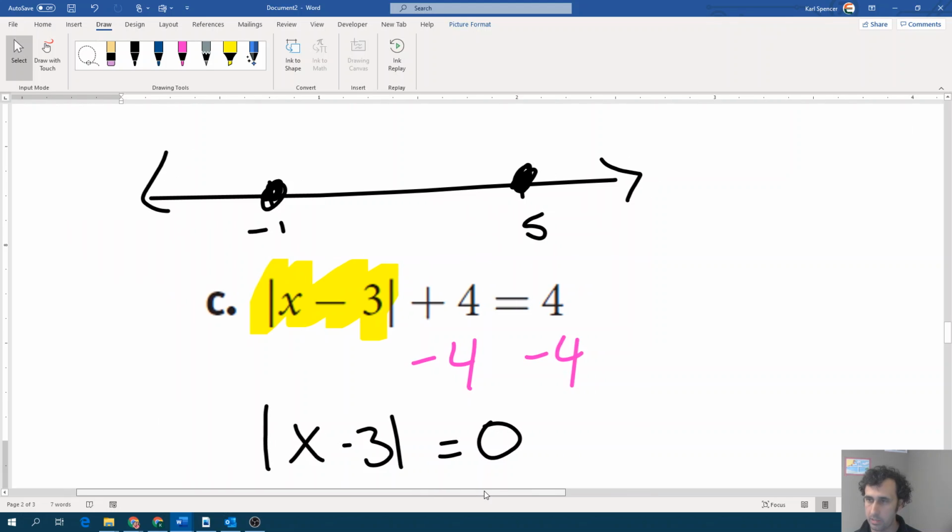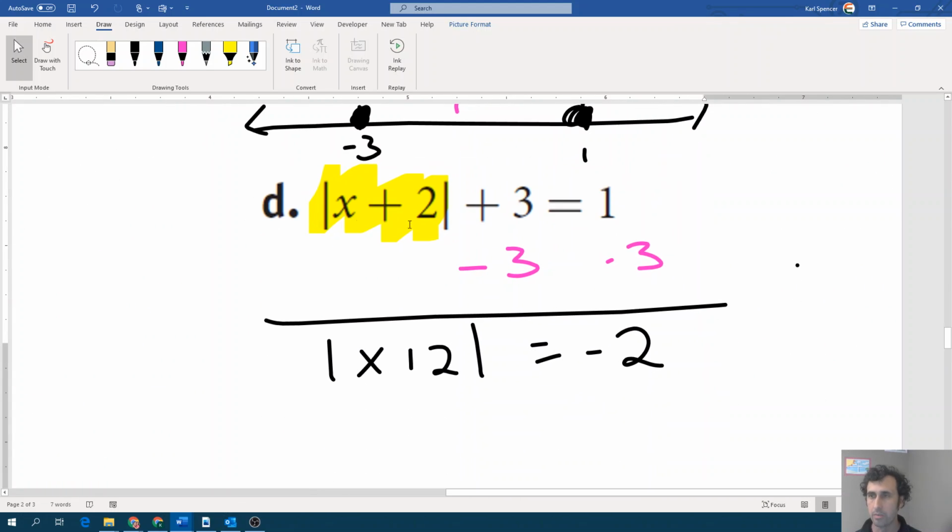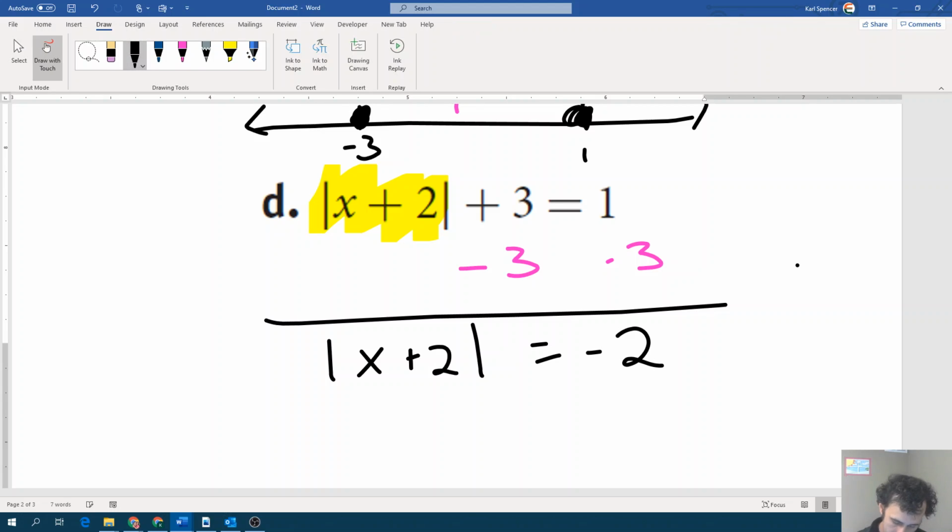And then option D, the last problem. Again, solving for the absolute value, getting it by itself, I moved the 3 to the right side. In doing so, I got to the equation, the absolute value of x plus 2 equals -2. And can absolute values ever equal a negative value? The answer to that question is no. We talked about that in the beginning. Kind of a bit of a trick.